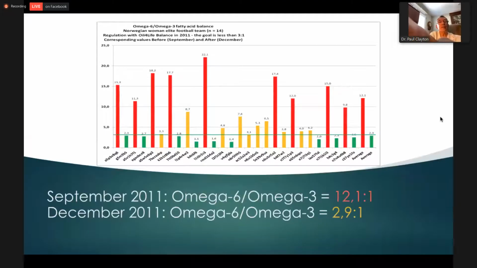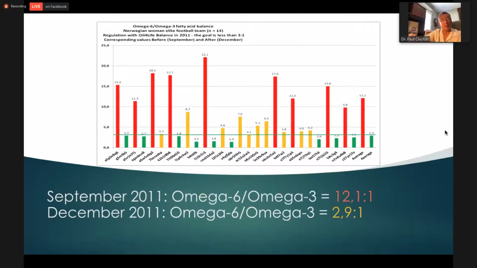So here we have the Norwegian elite women, and I just want to show you their befores and afters. What we're looking at here are their 6:3 ratios. The red columns are the befores, and what you can see in each individual case, by putting them onto this omega-3 polyphenol combination, within 3 to 4 months, we were achieving this quite dramatic restructuring of the cell membranes in their bodies, which meant that they were moving from being excessively chronically inflammatory to being physiologically adapted to exercise.